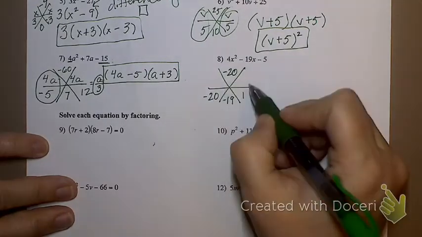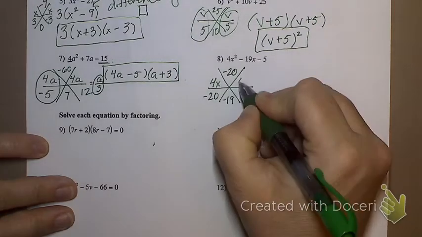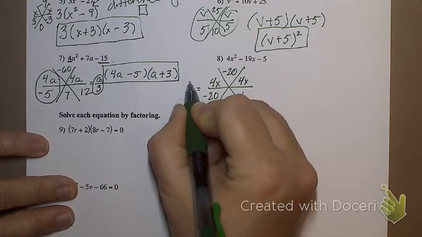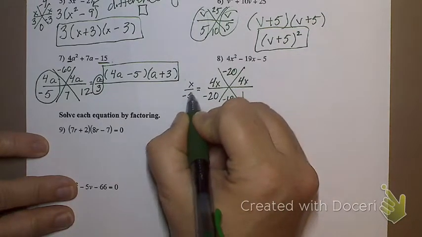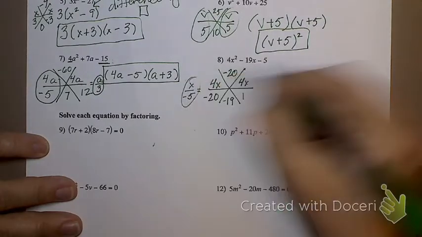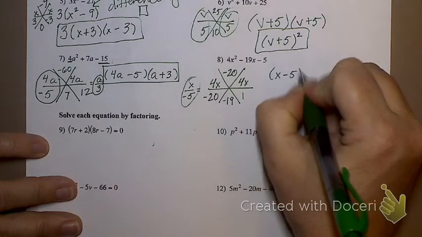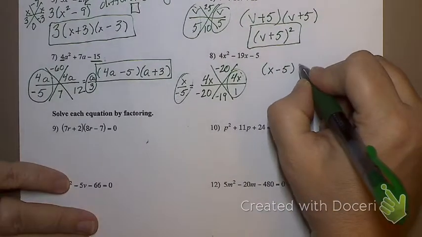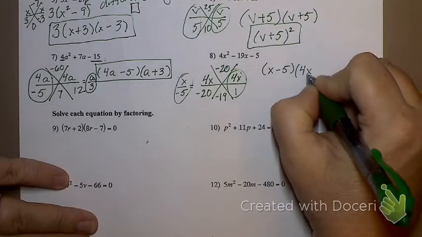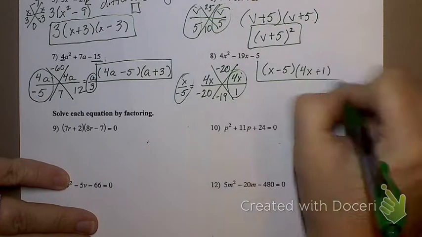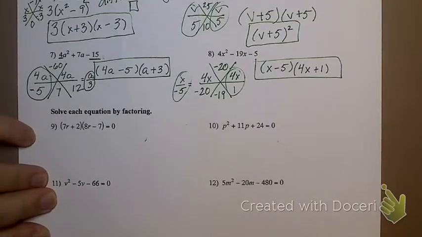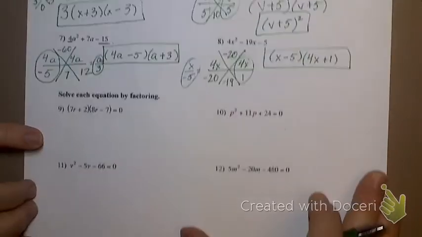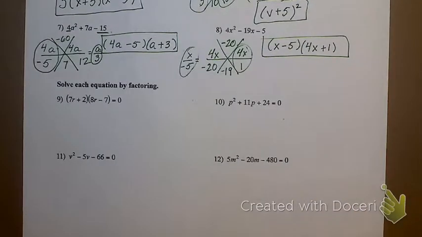What goes on the top? 4x. 4x and 4x. Can 4x over negative 20 reduce? Becomes x over negative 5. So that will be the parentheses x minus 5. Can 4x over 1 reduce? Nope. So I have 4x plus 1. Okay? So? What makes the last 4 problems different?